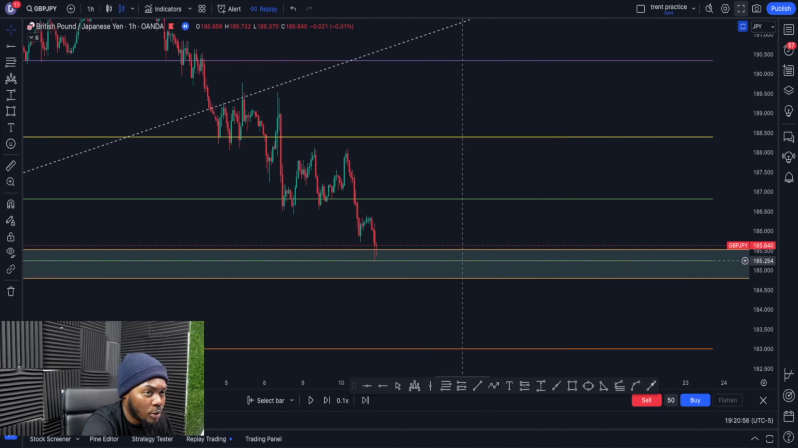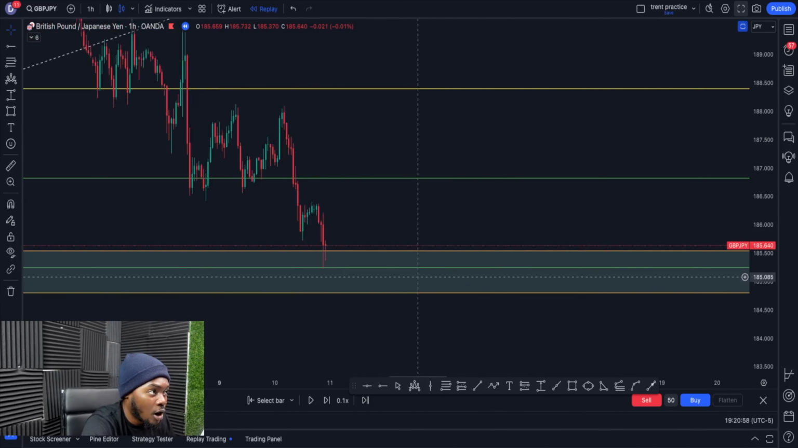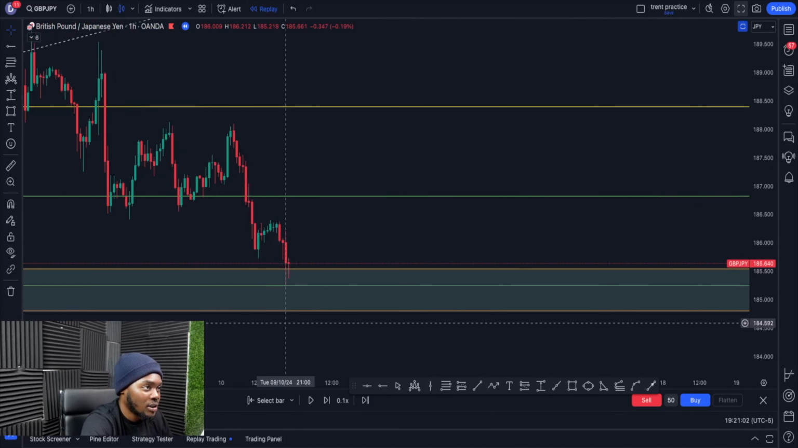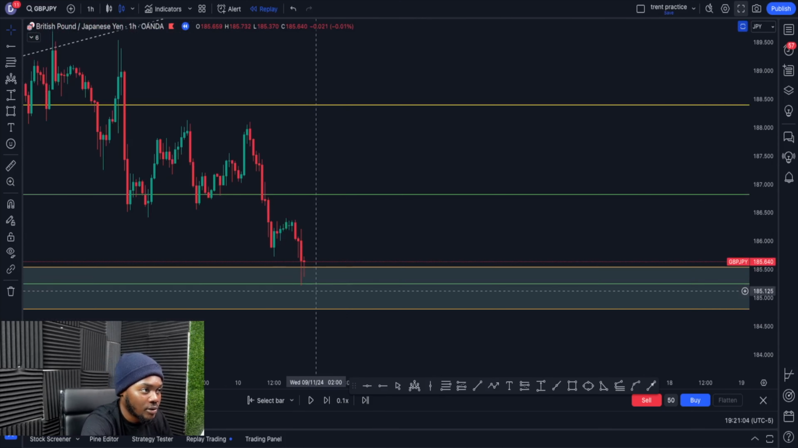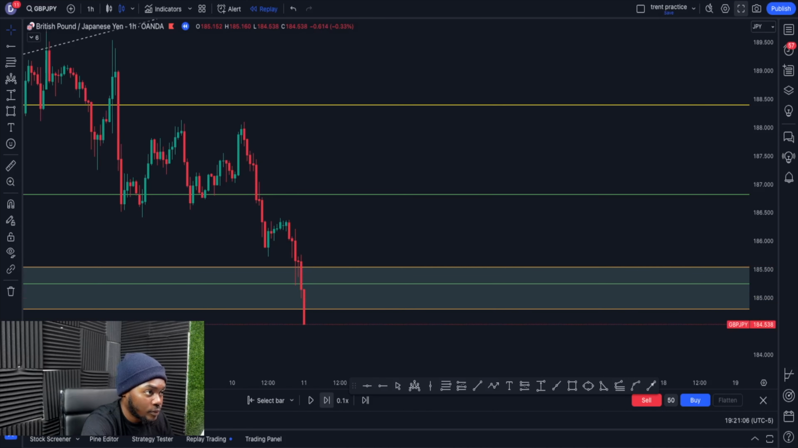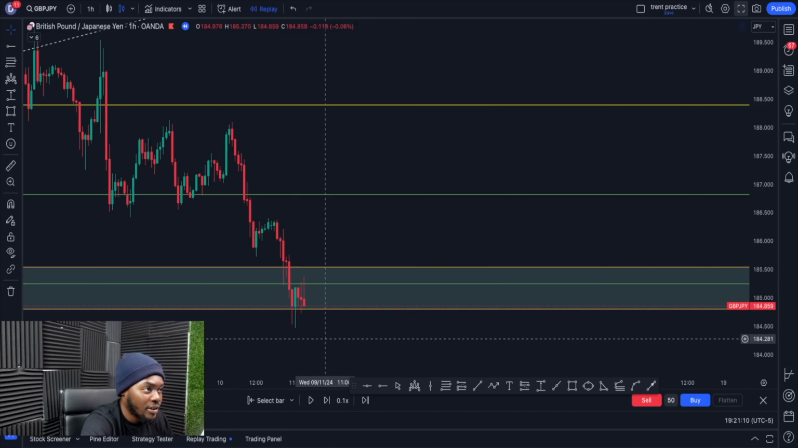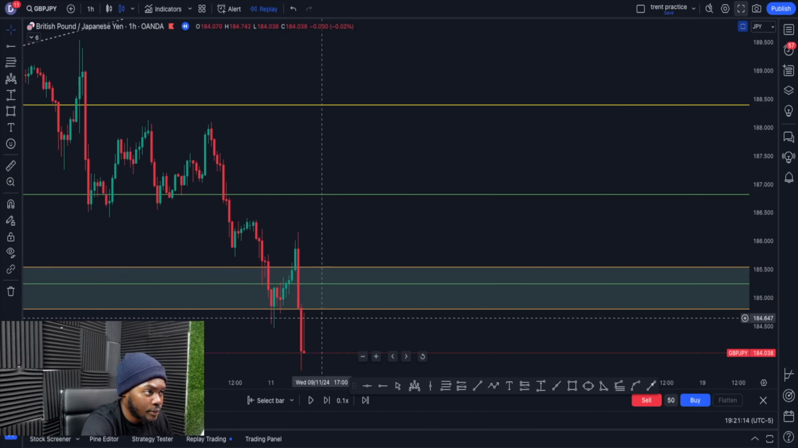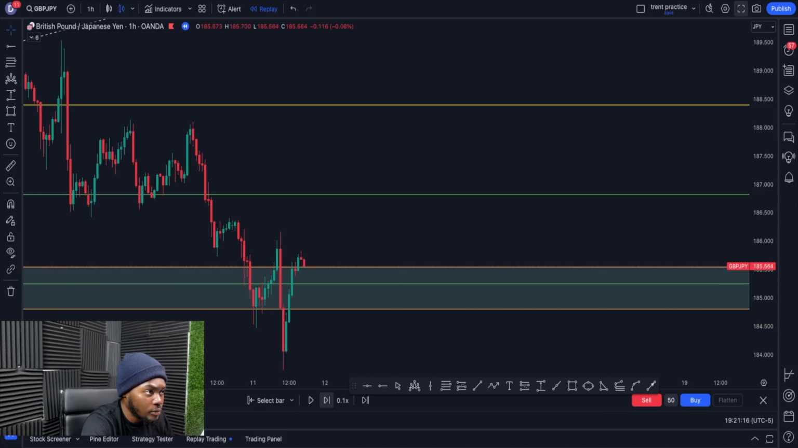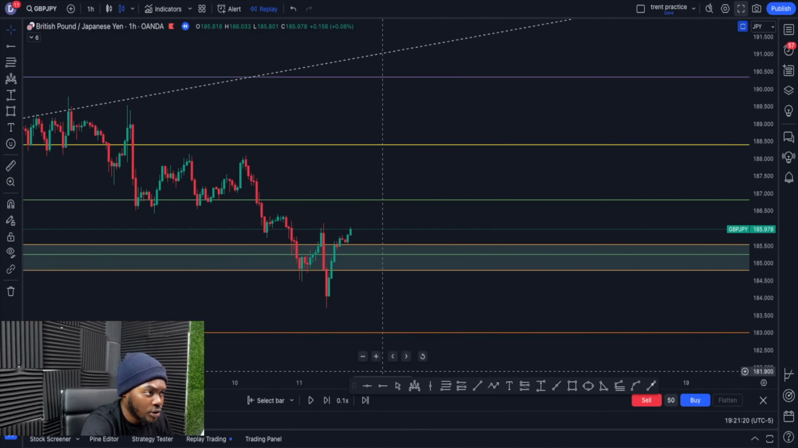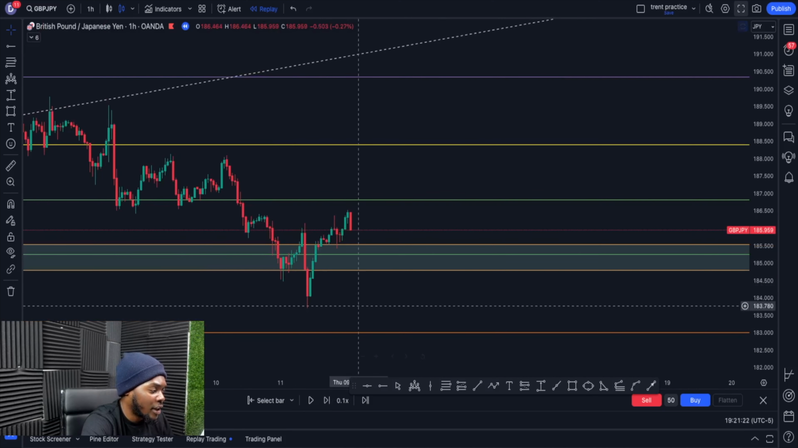So once price gets to this level, our job is to now watch price action. Watch the candles. Watch how price reacts near this level. Price then finds some type of support. Looks like price came down just a little bit more. But initially, this is the area that I'm looking for.